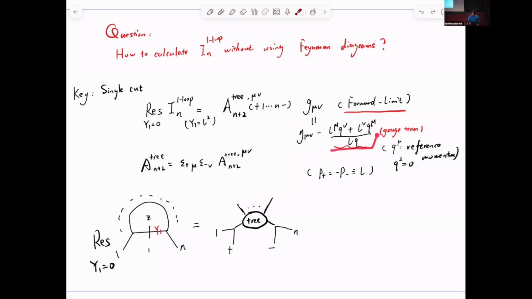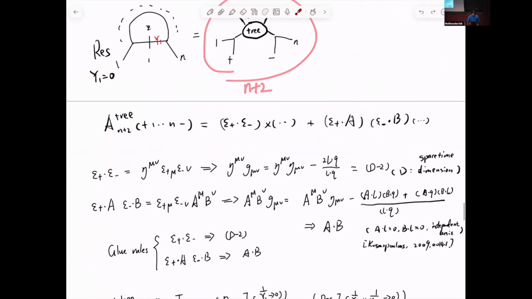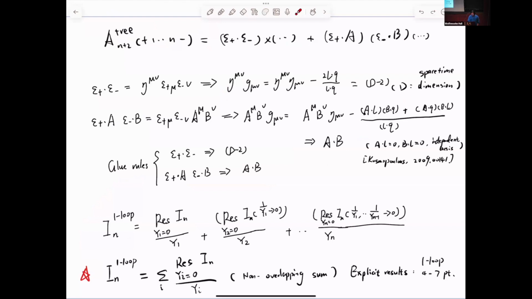So you need to add what we call gauge terms. This q is the reference momentum. When you sum over all the possible cuts, the full one-loop integrand does not depend on q. And see the picture, we just cut here, y_i equals 0, and it becomes the n+2 tree amplitude. A more efficient way to calculate is what we can see. For example, we call the two adjacent particles plus and minus.